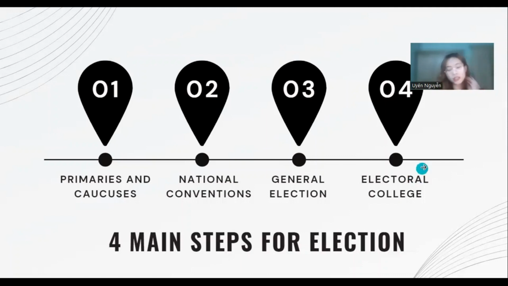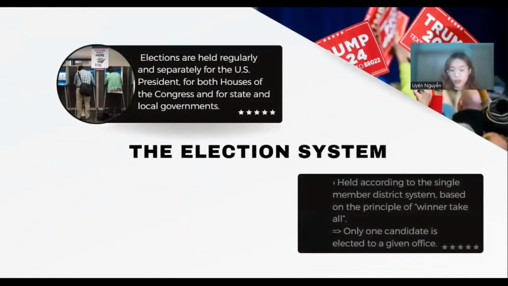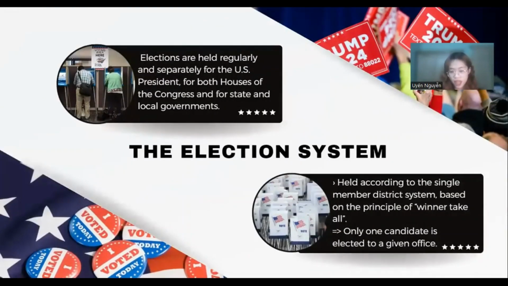And in conclusion, elections are held regularly and separately for the US President, for both Houses of Congress, and for the states and local governments, held according to the single-member district system based on the principle of winner take all, and only one candidate is elected to a given office.